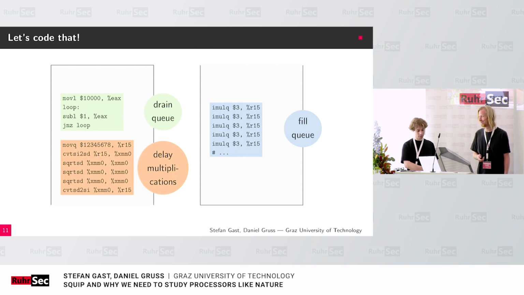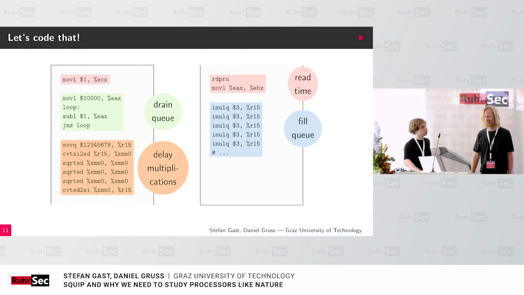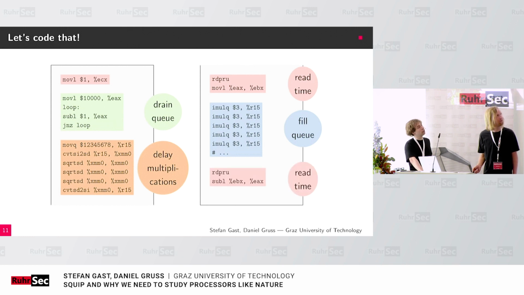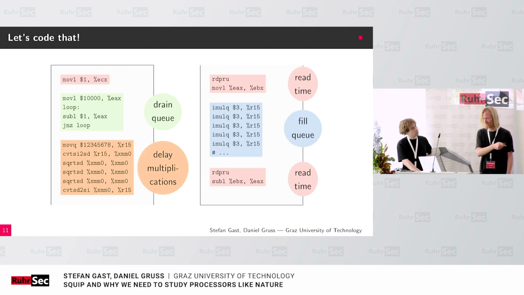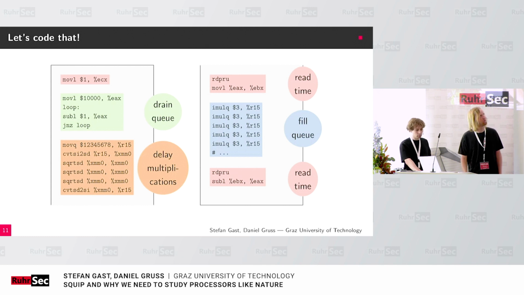And okay, what can we do as well? We are interested in the timing of that. So just add one timer read and another one, and that's basically it. So what does it do? Normally, if we don't exceed the scheduler queue capacity, then what do we see? Well, the second RDPRU instruction will be executed immediately because of out-of-order execution.